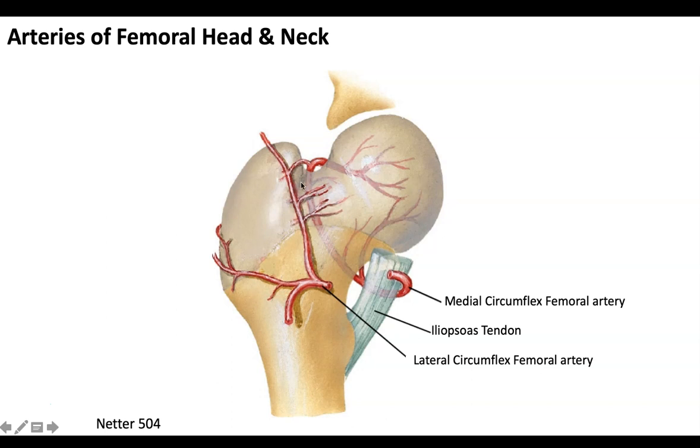The blood supply of the hip joint is mainly from the branches of the medial and lateral circumflex femoral arteries. The ascending branches of the medial and lateral circumflex femoral arteries anastomose with each other around the neck of the femur. From these arterial anastomoses, the retinacular arteries, small branches, go inside the joint capsule and supply the head and neck of the femur.